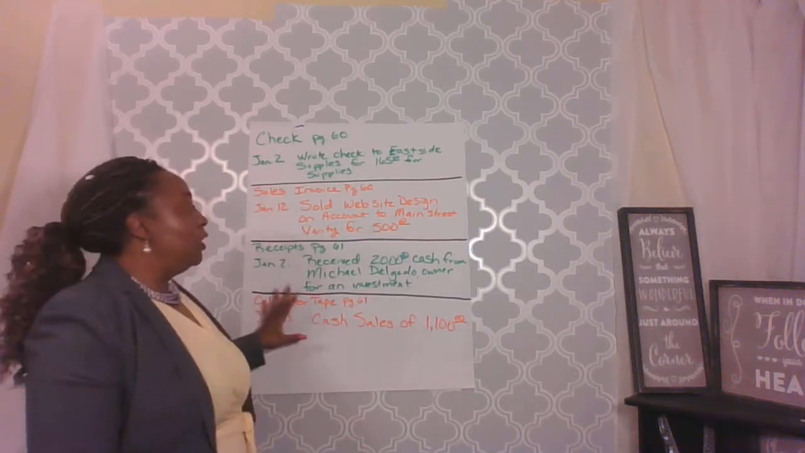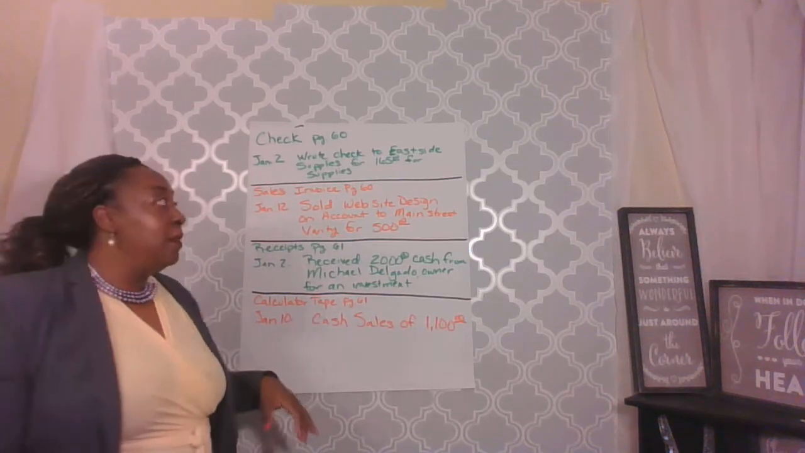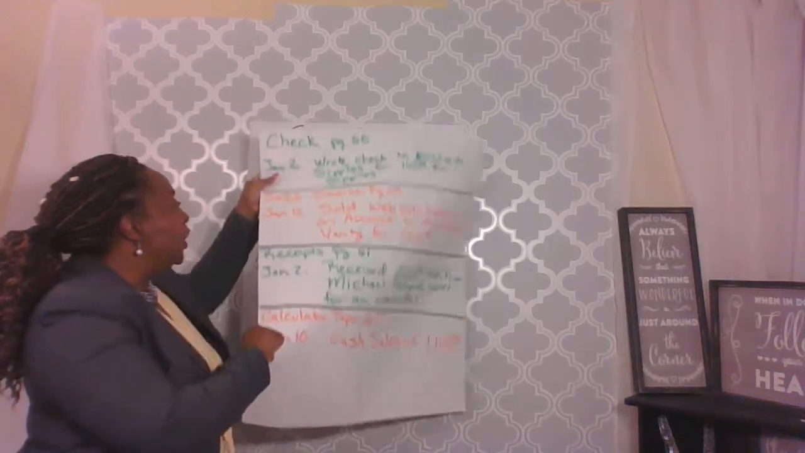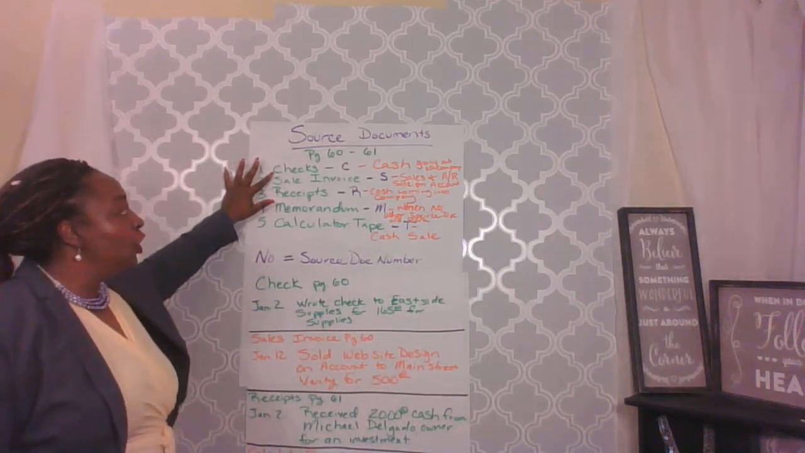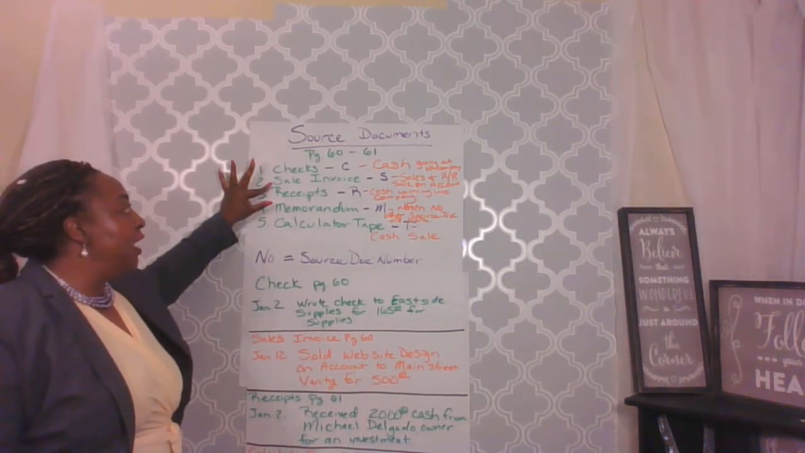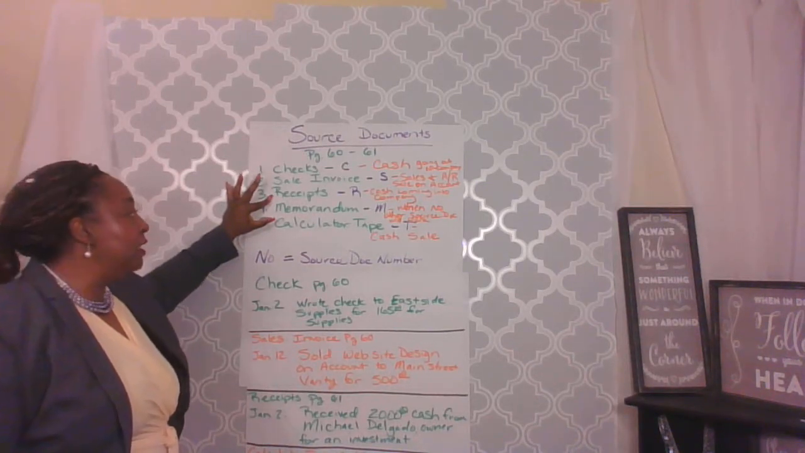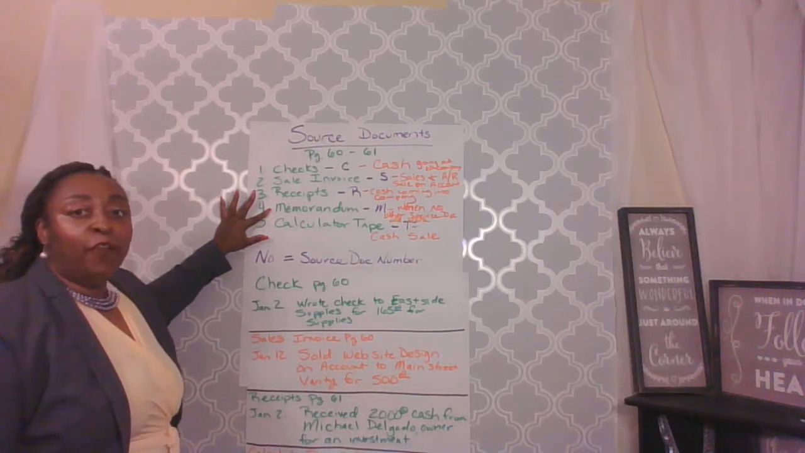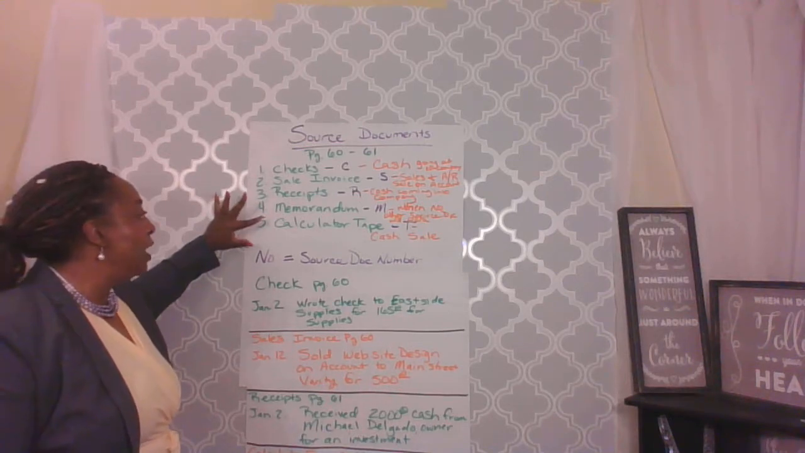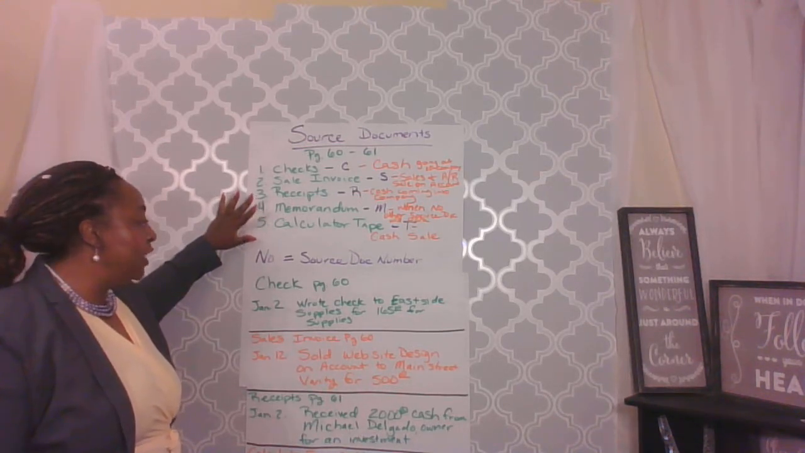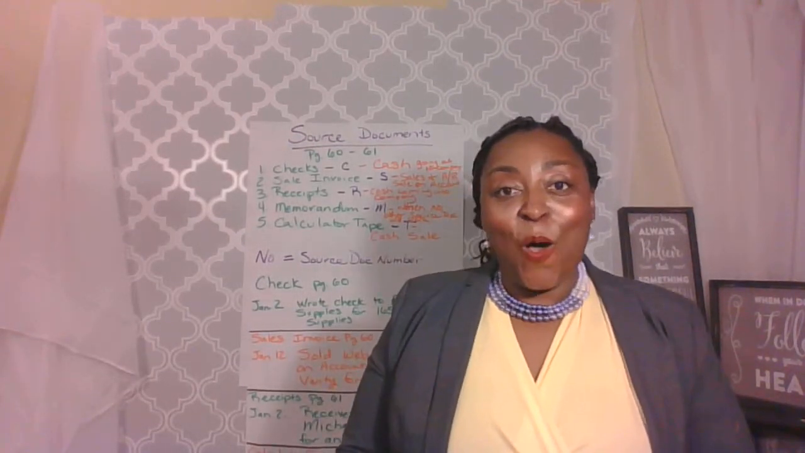So this is how I teach my students how to read source documents, how to identify source documents. They must know what each source document is used for. Checks are for cash. Sales invoices are for sales on account. Receipts are for cash coming into the company. Memorandum, we use that for any transactions that cannot be used by one of the other 4 source documents. And calculator tape is for a cash sale. And that is all on source documents.